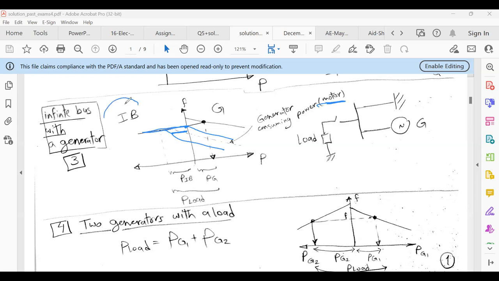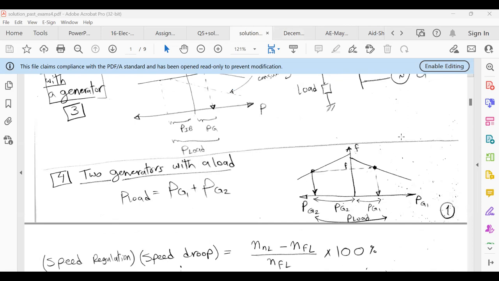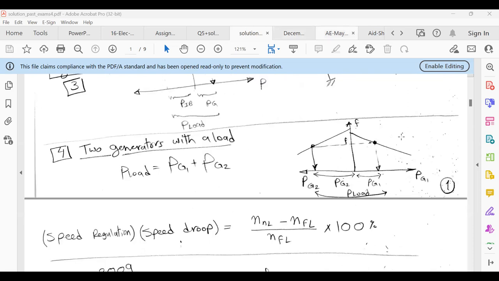And this is a characteristic of an infinite bus with the generator. What if you have two generators? This is one of the problems in the exams. They did ask you to plot the frequency and the power, or what they call the governor or droop characteristic. Okay, this one. So you have two generators.